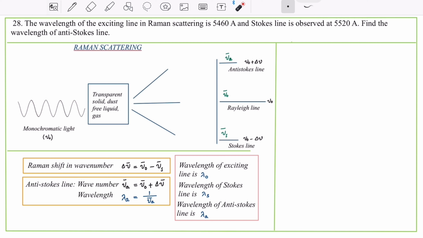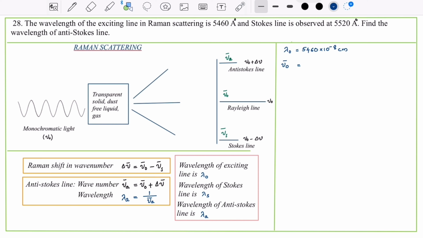Now what is the wavelength of anti-Stokes line? It is 1 by nu a bar. In the present problem, it is given that the wavelength of the exciting line is 5460 angstrom. So we can say that lambda 0, which is the wavelength of the Rayleigh line, is also 5460 angstrom, that is 5460 into 10 raised to minus 8 centimeter.